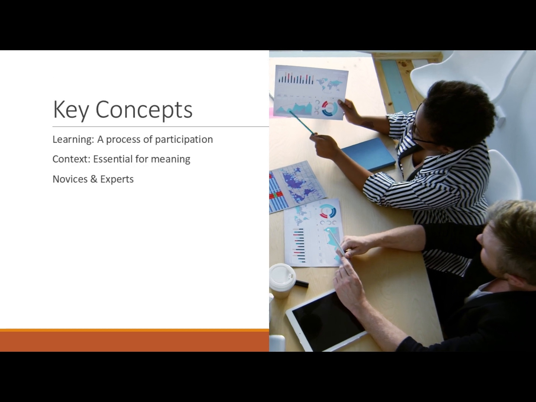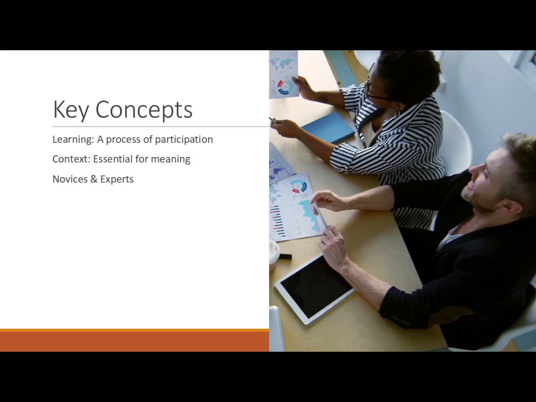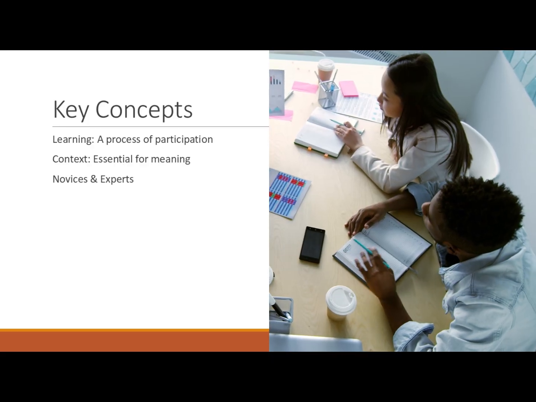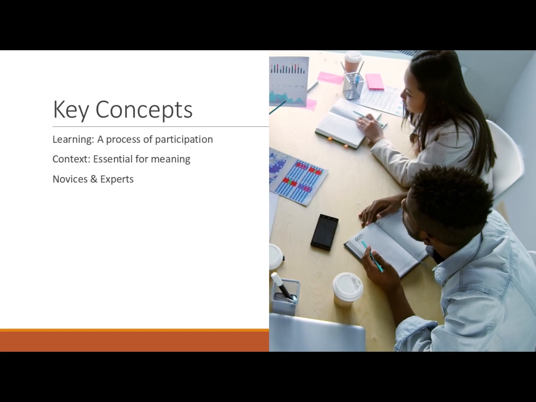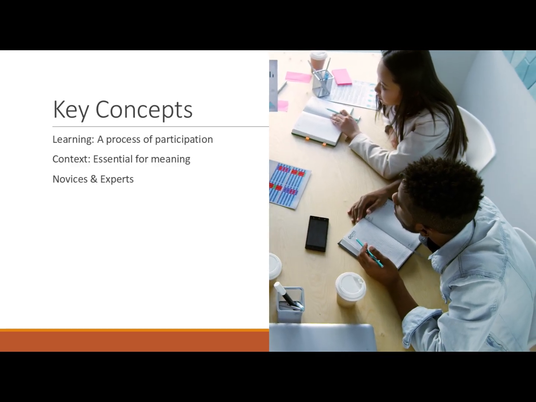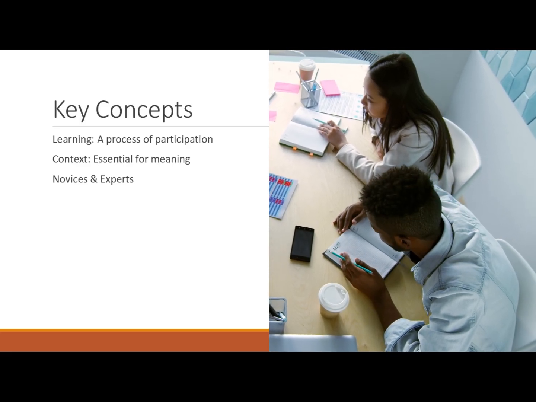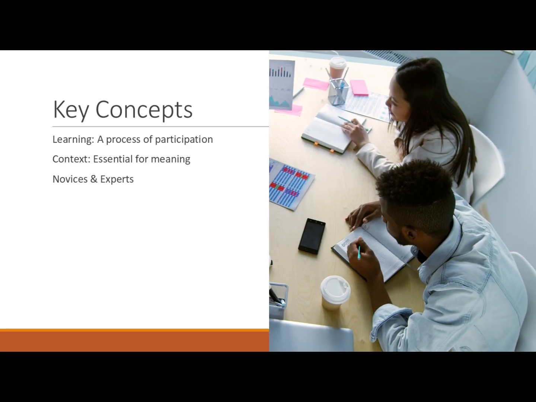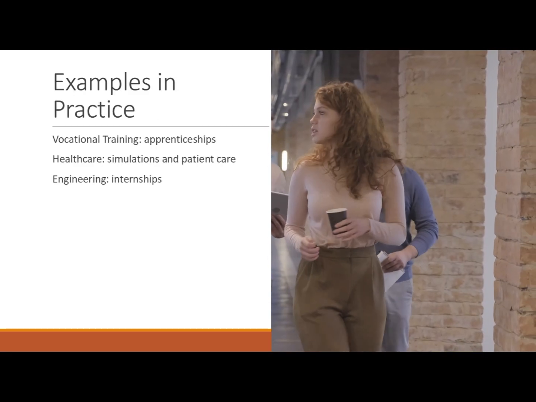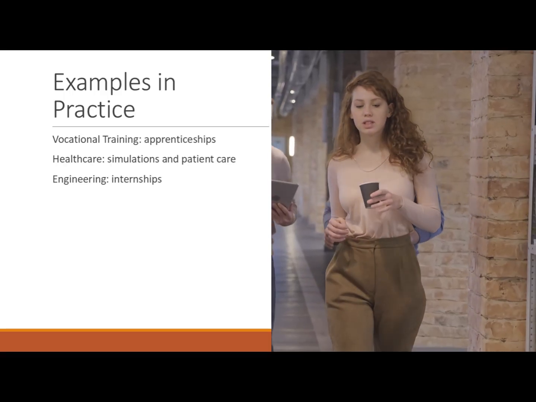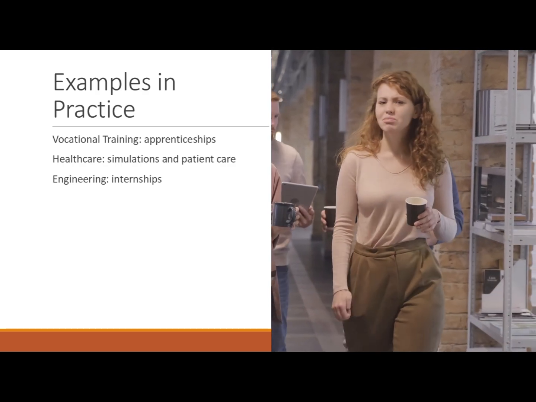Let's look at some of the key concepts that define situated learning. First, learning itself is seen as a process of participation. Second, context is essential. It gives meaning to what's being learned. Third, there are novices, who begin as newcomers, and experts, who act as mentors and guides. Together, these relationships form a community of practice, a group of people who learn from and with each other through shared experiences.